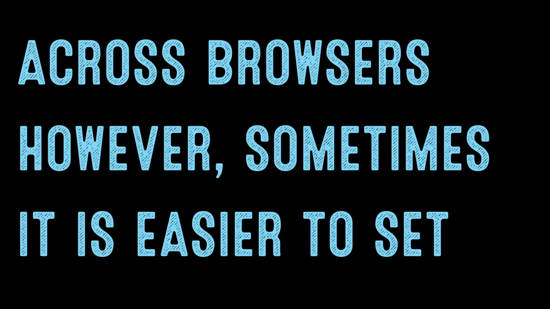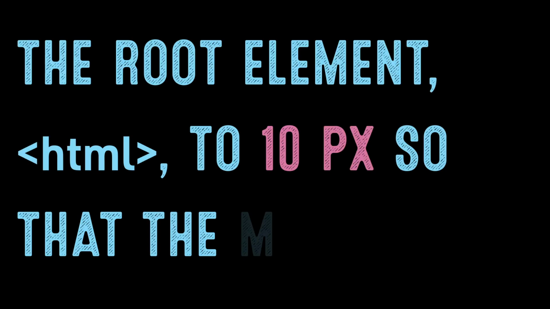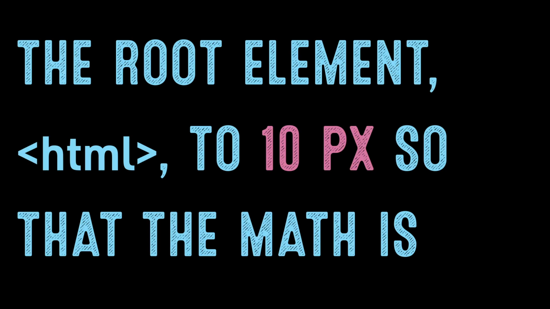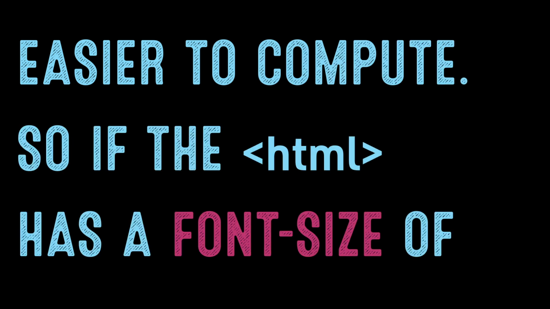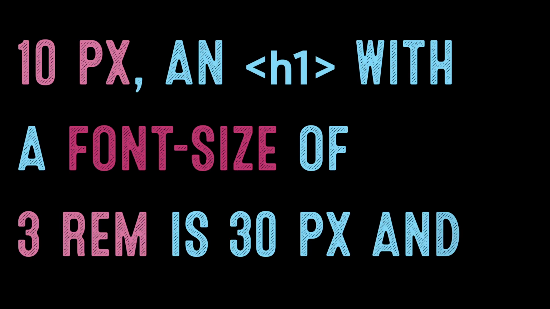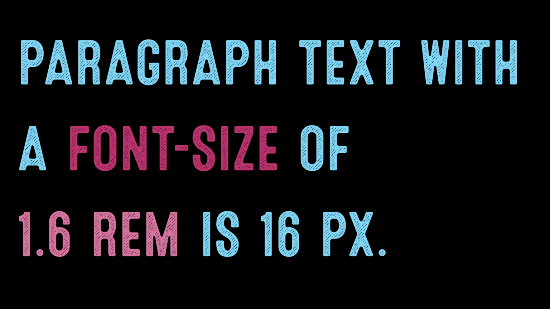However, sometimes it is easier to set the root element, HTML, to 10 pixels so that the math is easier to compute. So if the HTML has a font size of 10 pixels, an H1 with a font size of 3 rem is 30 pixels, and paragraph text with a font size of 1.6 rem is 16 pixels.